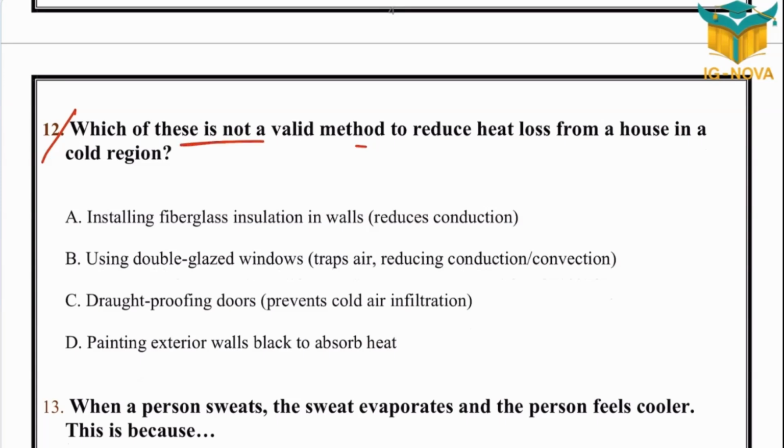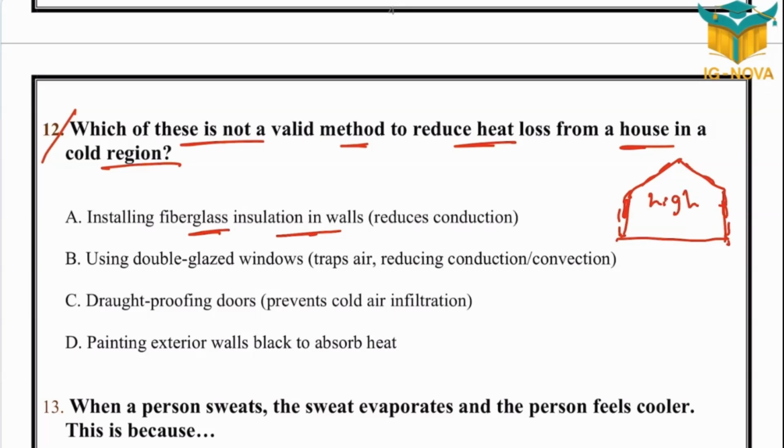Question 12. Which of these is not a valid method to reduce heat loss from a house in a cold region? You are in a house with some windows. What are you going to do? Installing fiberglass insulation in walls. The inside of your home is at a higher temperature and touches the wall, and fiberglass, a bad conductor or insulator, will reduce conduction. Yes, it will work. Double glazed windows trap air, reducing conduction and convection.